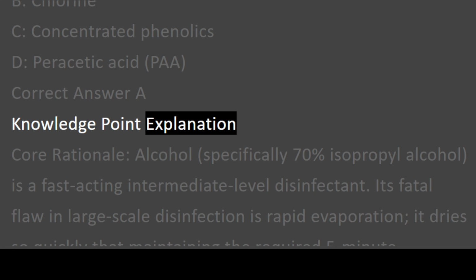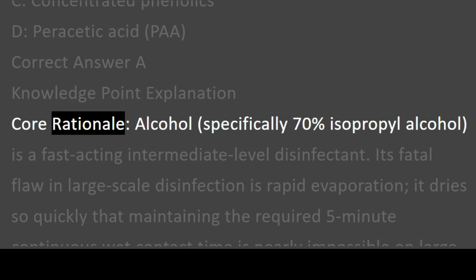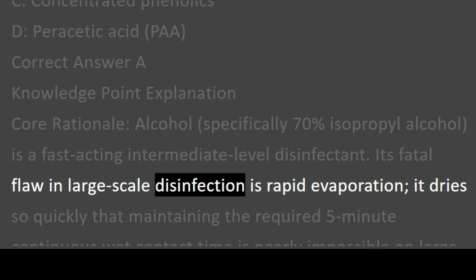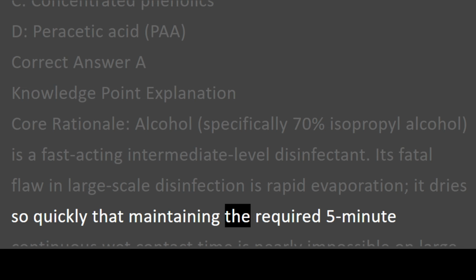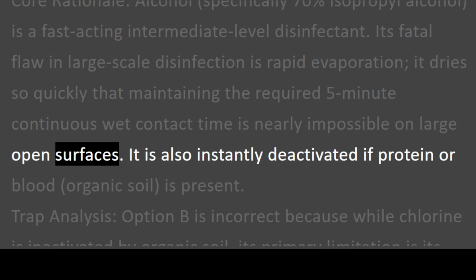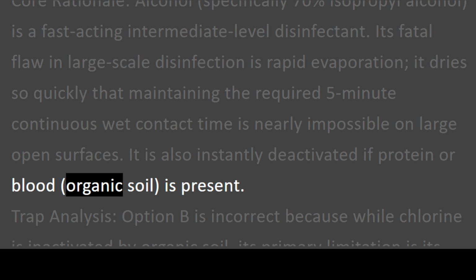Knowledge point explanation. Core rationale. Alcohol, specifically 70% isopropyl alcohol, is a fast-acting intermediate-level disinfectant. Its fatal flaw in large-scale disinfection is rapid evaporation. It dries so quickly that maintaining the required 5-minute continuous wet contact time is nearly impossible on large open surfaces. It is also instantly deactivated if protein or blood, organic soil, is present.